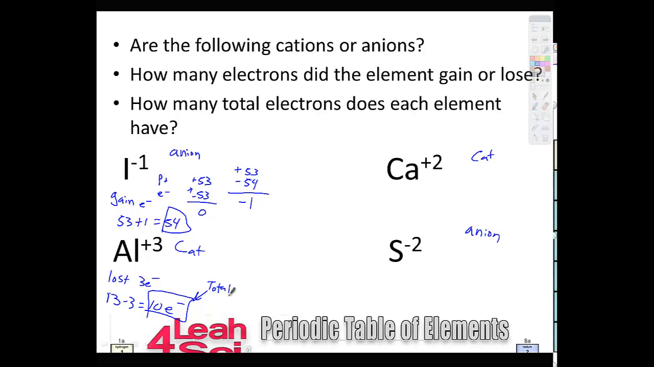If I come over here to calcium, calcium is number 20, so it should have 20 electrons to start with. I have a plus 2 charge, so that means I got to subtract 2, so I'm going to get 18 electrons total.